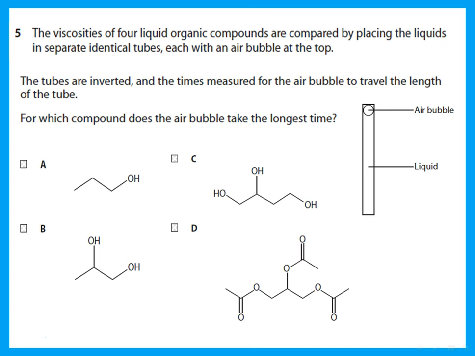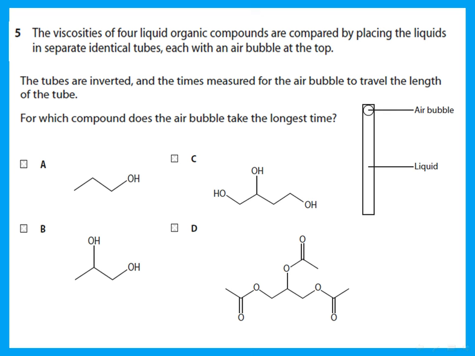Viscosities of 4 liquid organic compounds are compared by placing the liquids in separate identical tubes, each with an air bubble at the top. The tubes are inverted and the times measured for the air bubble to travel the length of the tube. For which compound does the air bubble take the longest time? Remember, if it takes the longest time, that means that the liquid is more viscous. Now, the liquid will be more viscous if it has more hydrogen bonding between its molecules.